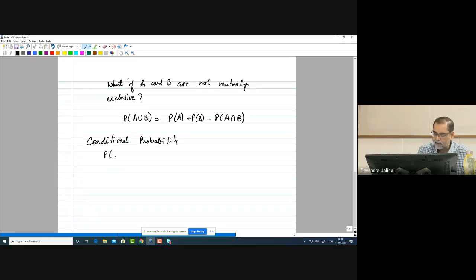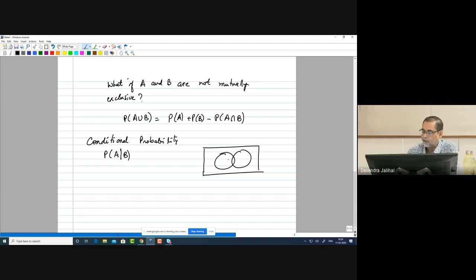I'm interested in asking the question, what is the probability of A given that event B has happened? So, A and B may have something in common. It is typically shown by a Venn diagram. I have A and I have B. This stands for A and this stands for B. The fact that B has happened, meaning this entire event would have happened, I'm asking the question, does it mean some part of A has also happened, and what is the probability of that?